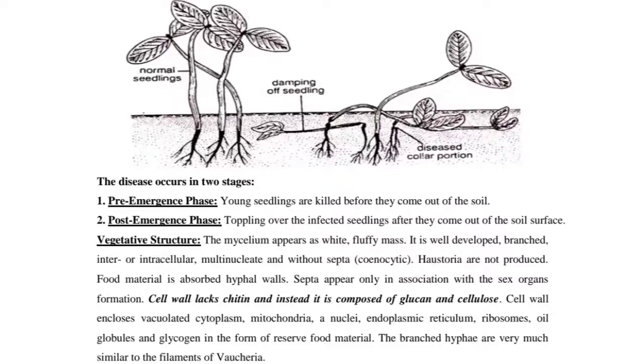Vegetative structure. The mycelium appears as a white, fluffy mass. It is well developed, branched, inter- or intracellular, multinucleate and without septa, coenocytic. Haustoria are not produced. Food material is absorbed. Hyphal walls: septa appear only in association with the sex organ formation. The cell wall lacks chitin and instead is composed of glucan and cellulose. The cell wall encloses vacuolated cytoplasm, mitochondria, nuclei, endoplasmic reticulum, ribosomes, oil globules and glycogen in the form of reserve food material. The branched hyphae are very much similar to the filaments of Vaucheria.